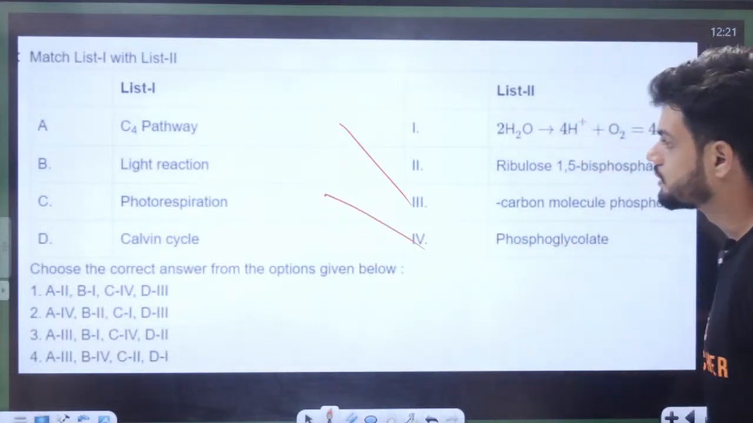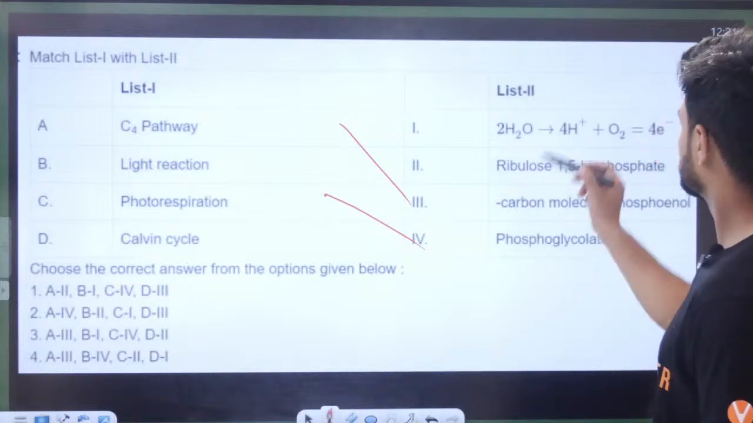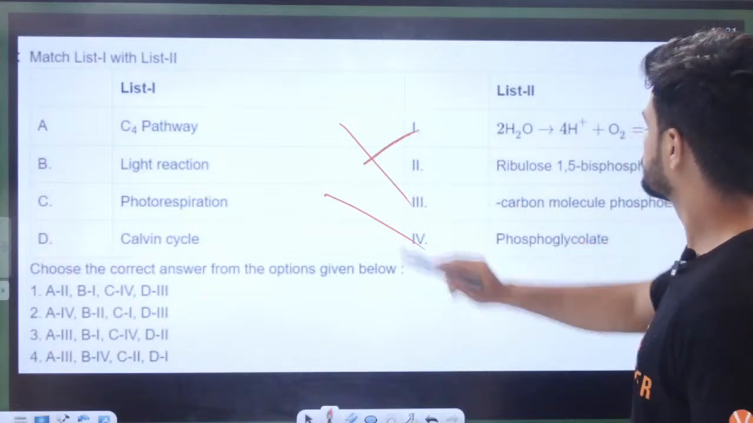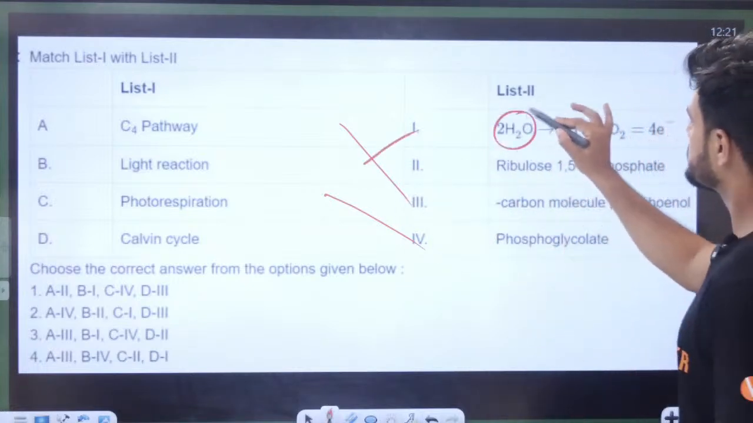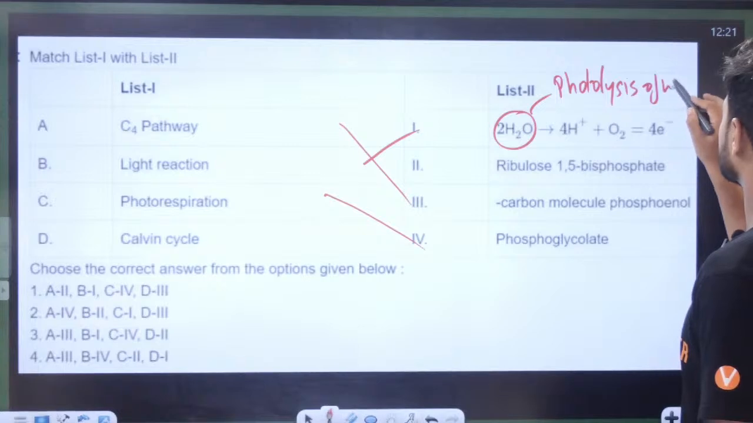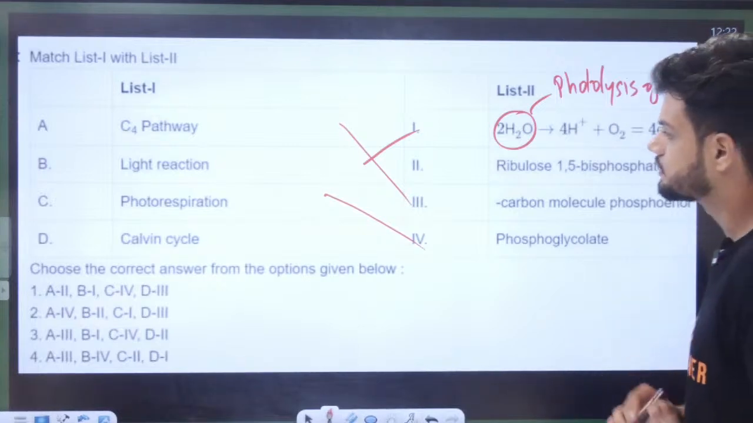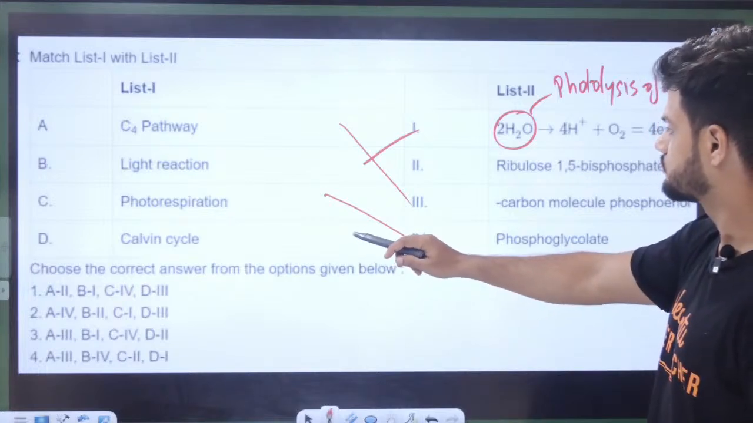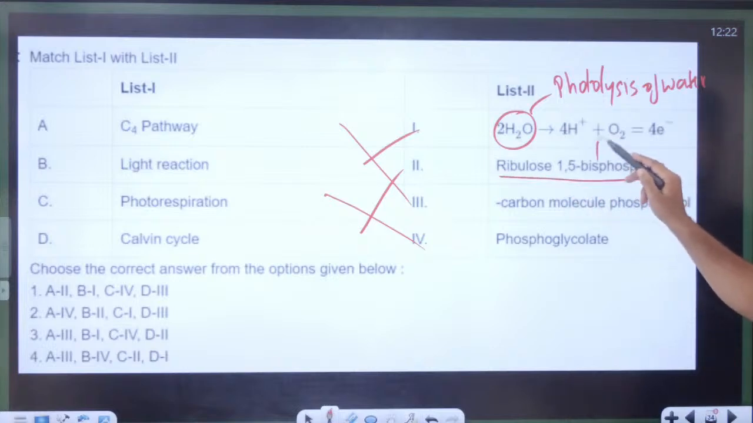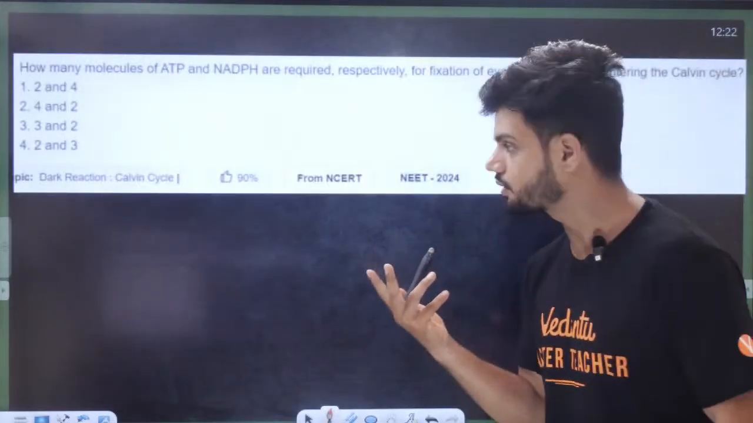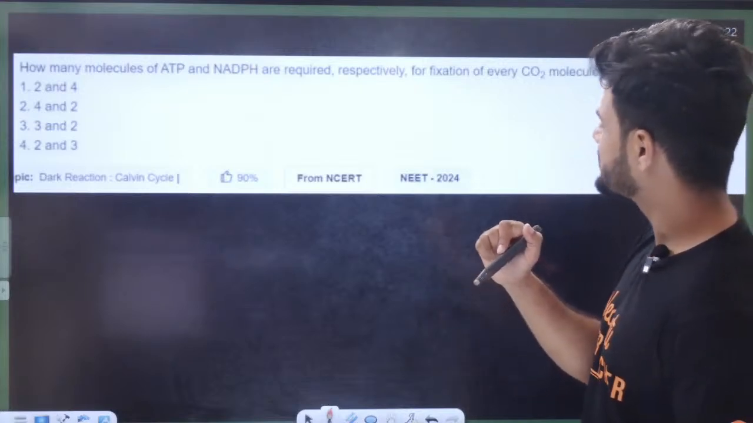Then you tell me, light reaction is what? In light reaction, there is photolysis of water, in your non-cyclic. Calvin cycle, RuBP. In Calvin cycle, answer number 3. Done. Okay. Next question. The same question is repeating.